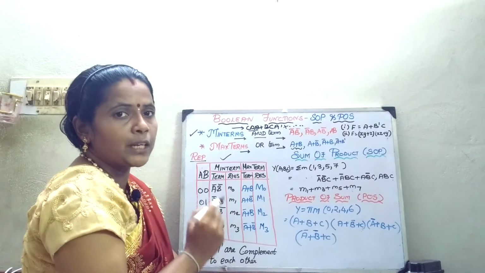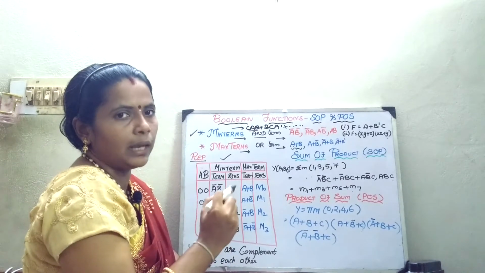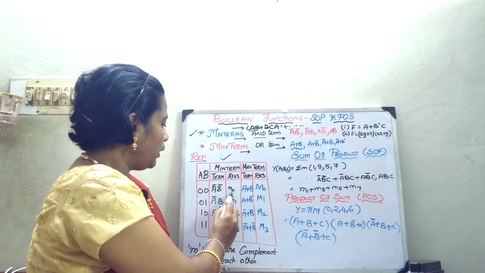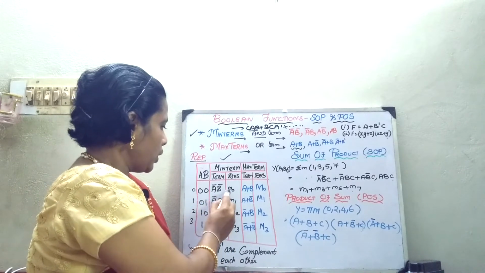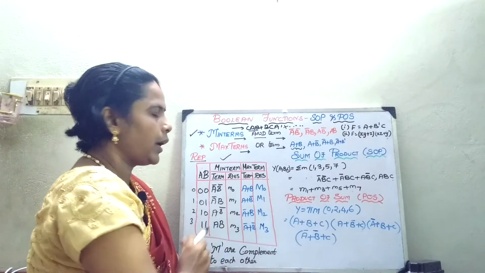It is going to be represented by the small letter m: m0, m1, because you know these values are 0, 1, 2, 3. So m0, m1, m2 and m3.